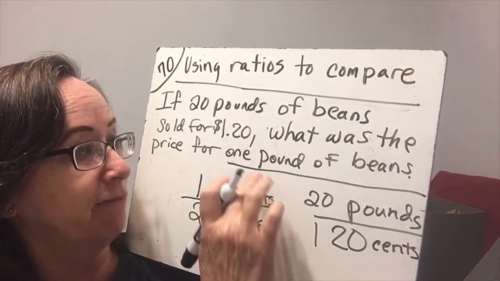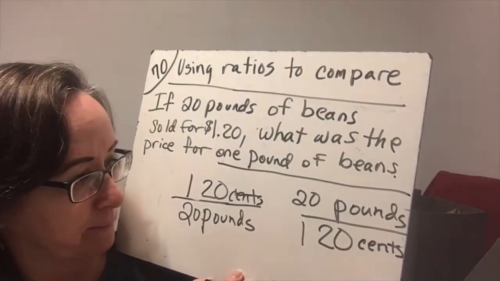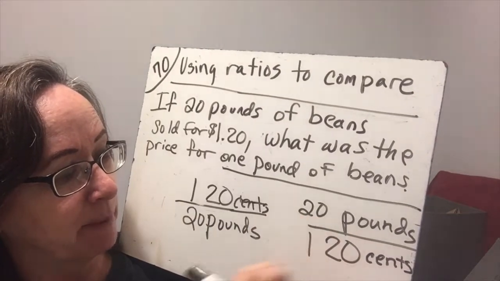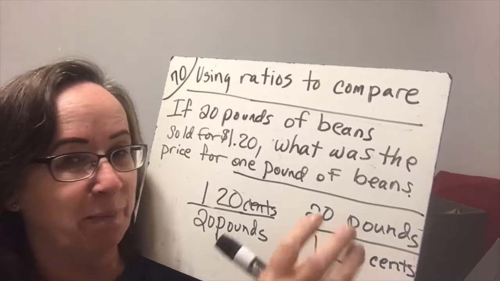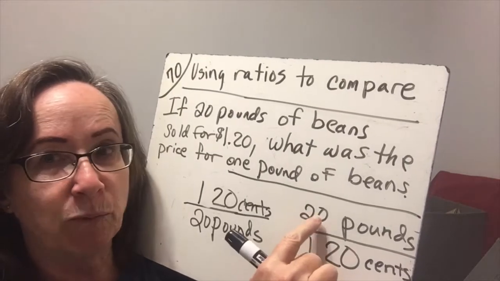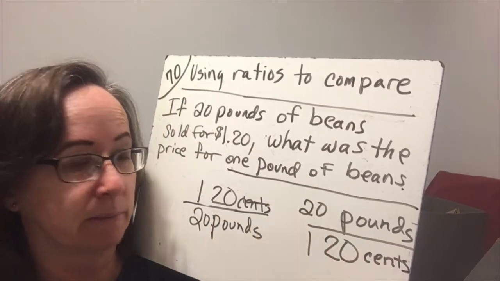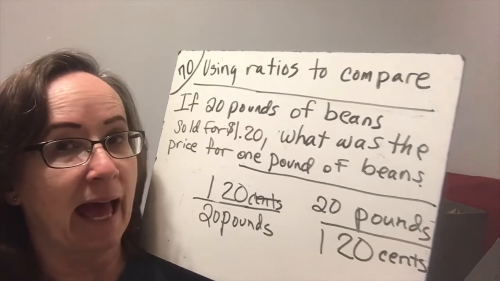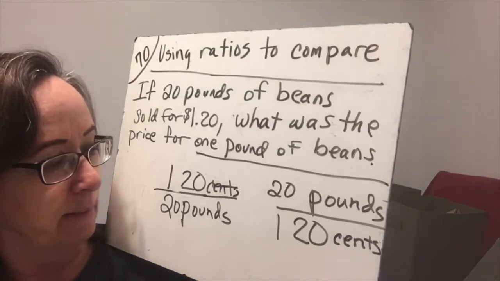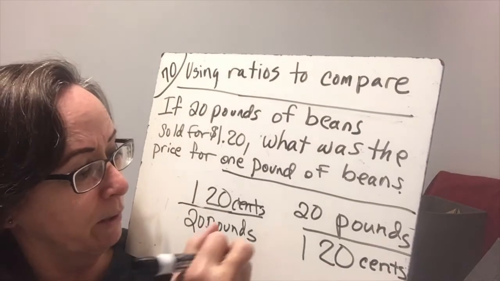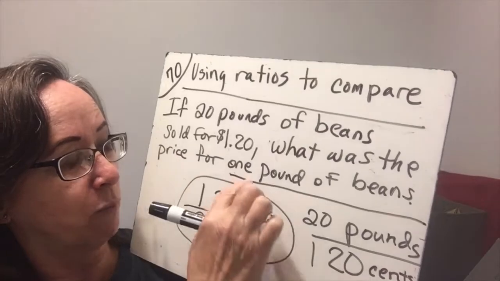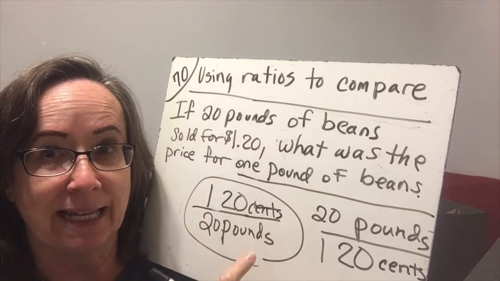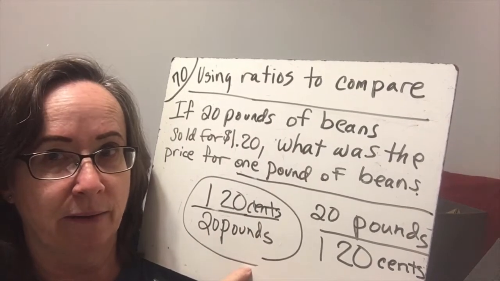Now, what we're trying to find out is 1 pound of beans. Okay, if I divided by 20 on the top and 20 on the bottom, I would get 1 pound, but I wouldn't have the 1 pound on the bottom. And that's what a unit rate is. It has the number on the bottom, has one item. Okay, so we're going to go with this one because we want 1 pound and we want that on the bottom so that it is how many cents per pound.